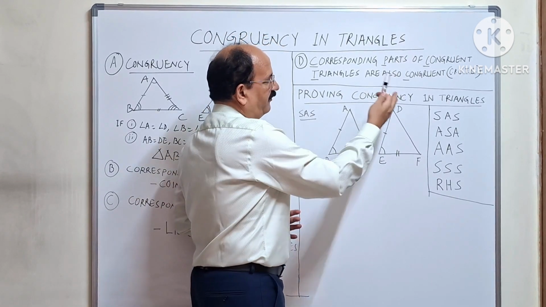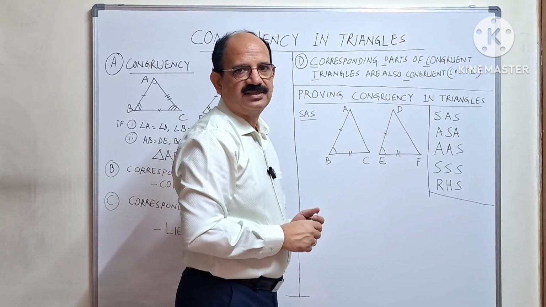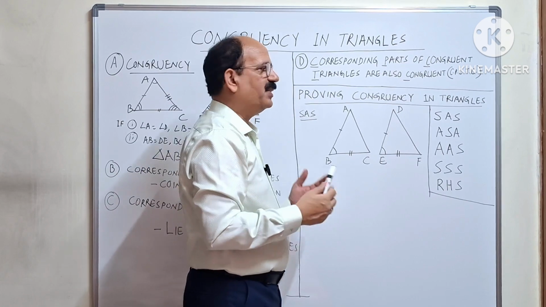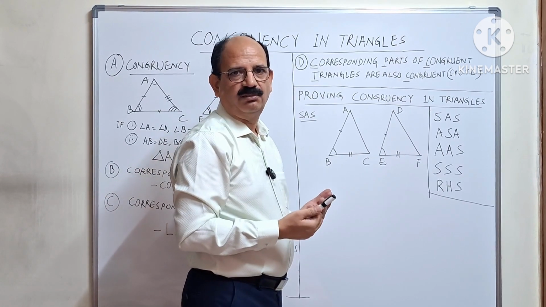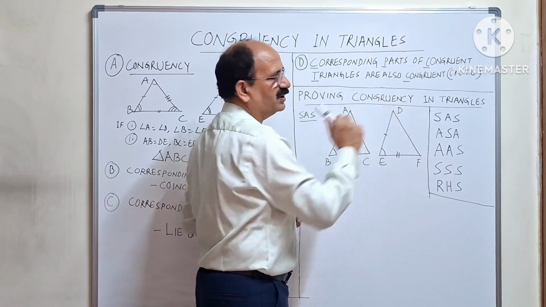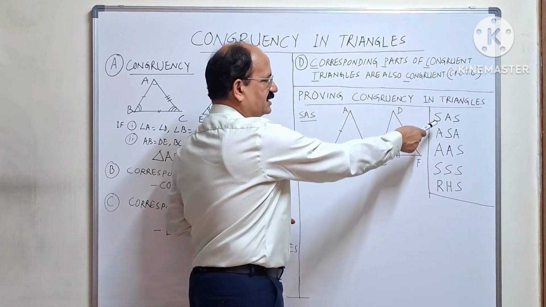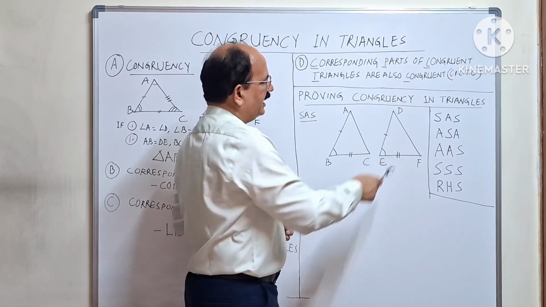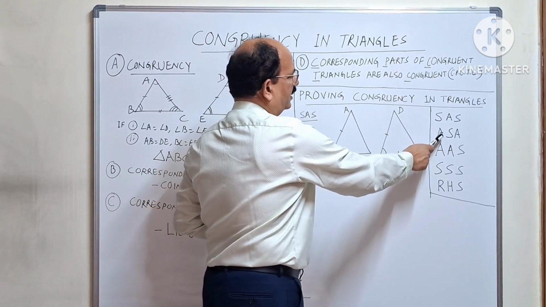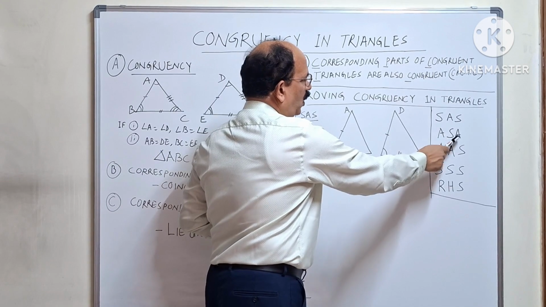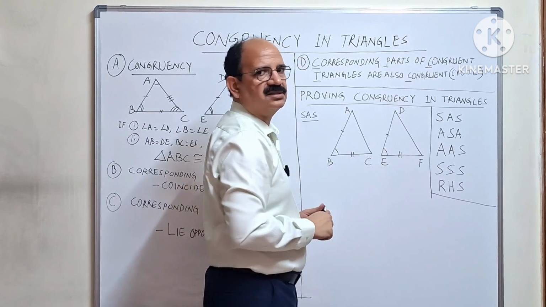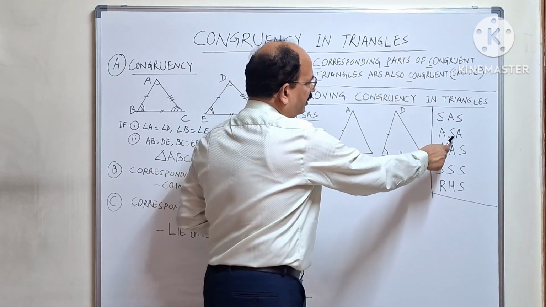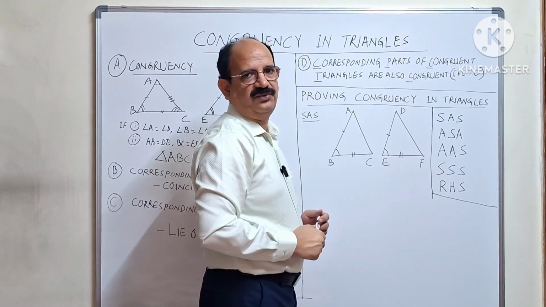As I told you that there are 5 ways these congruencies can be proved, and depending on what is given and what is to be proved, you choose any of these methods. SAS I had talked about. ASA is that you prove two angles between these two triangles equal and the intervening side of the two triangles.